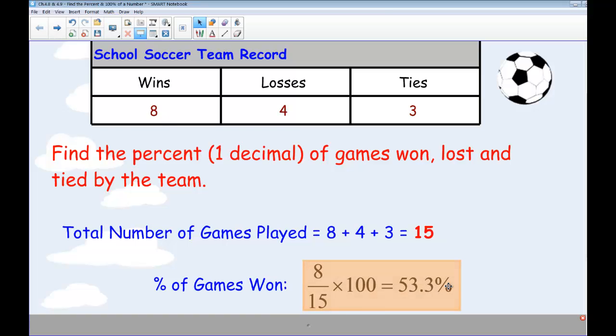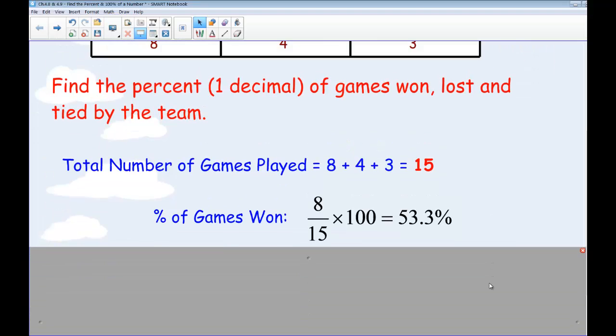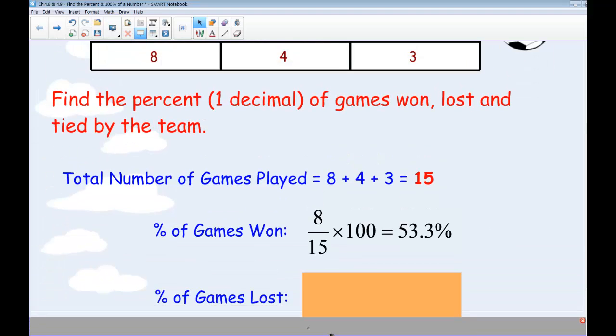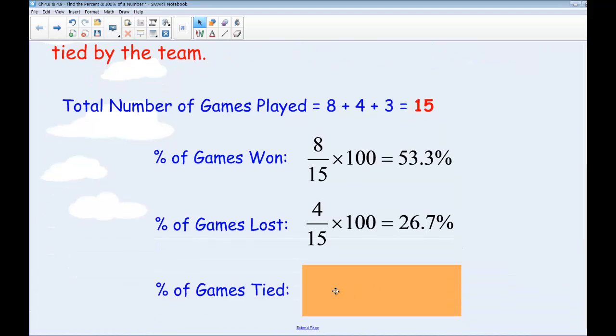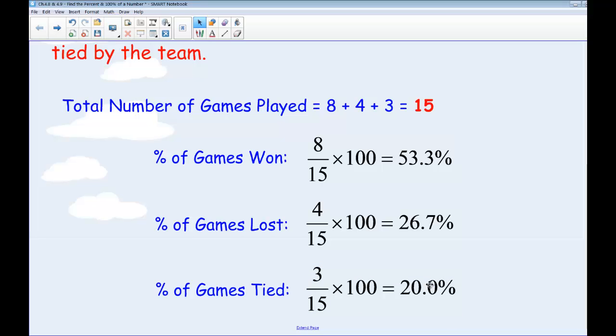Of course, we're going to change it to a percentage. We're going to multiply by 100. So therefore we get 53.3%. Similarly, games lost. There were 4 games lost, so 4 out of 15. Multiply that by 100. 26.7% of the games were lost. And finally, in terms of ties, there were 3 games that were tied out of the 15. Multiply that by 100, you get 20% of the games were tied.